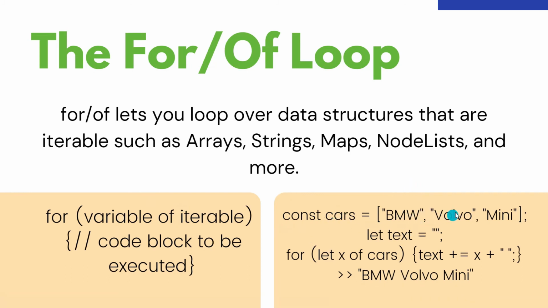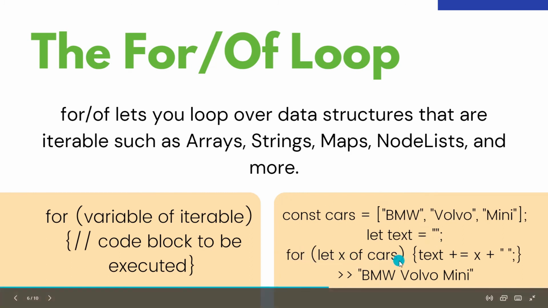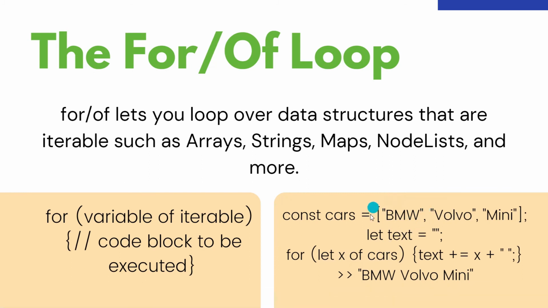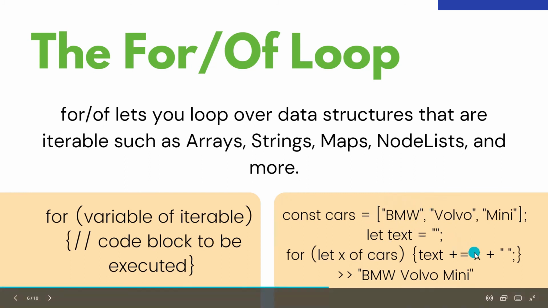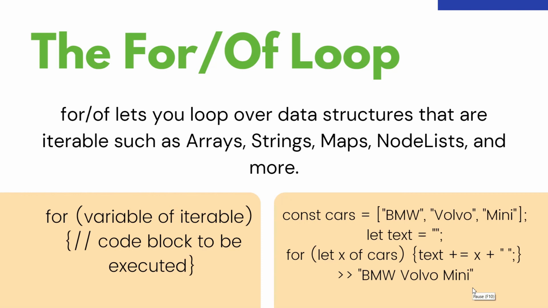Here we have an example, we have constant cars. Cars include BMW, Volvo, and Mini, and we have let text equal to an empty string, which has nothing. And we have for let x of cars. When we are saying let x of cars, it is going to access every element related to it. It is going to start with 0. BMW is at index 0, therefore BMW is going to be accessed. We have BMW here, then we have Volvo here, and we have the Mini which are displayed here. This is how we use the for of loop.